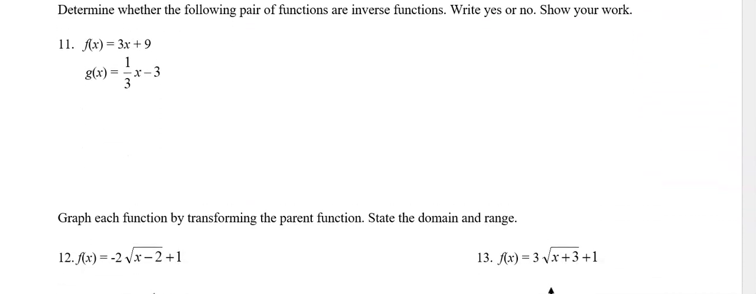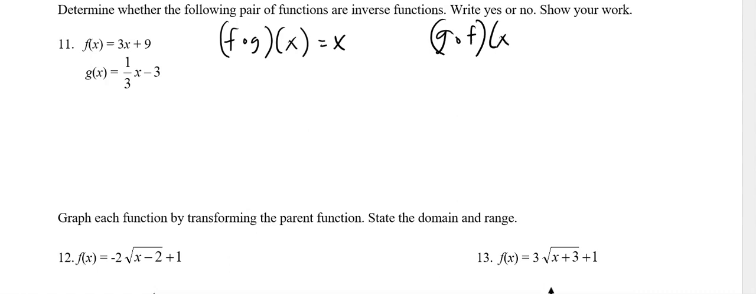To determine whether two functions are inverses, we're going to do composites again, just like we did in a previous problem. And this is what we're trying to test. If we do these composite functions and we get the same result in each case, then we are going to say that yes, these are inverses. If we don't get x in both cases, then we would say no. All right, so let's just do it the way I have it here.